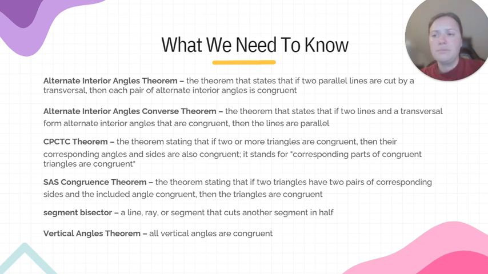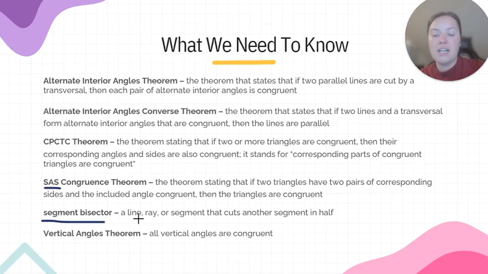The CPCTC theorem states that if we've got congruent triangles, then corresponding parts are congruent. Corresponding parts of congruent triangles are congruent. That is what it stands for. In this proof, we're going to use side angle side. So if we have sides with an angle in between them, one right after another, and we have corresponding and congruent sides, then we in fact have congruent triangles.